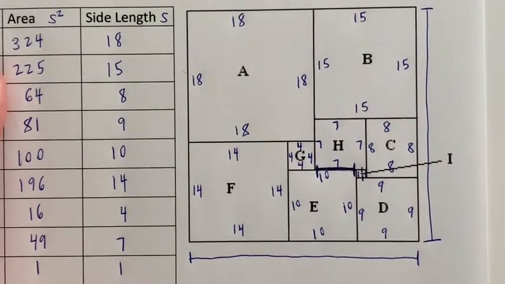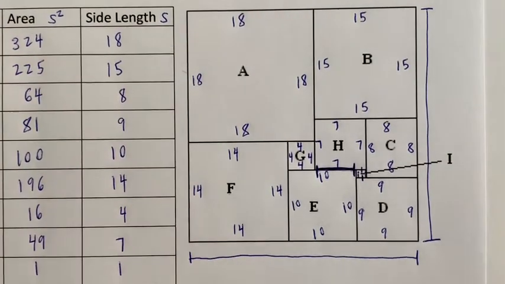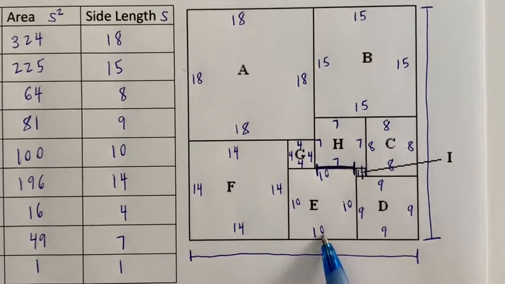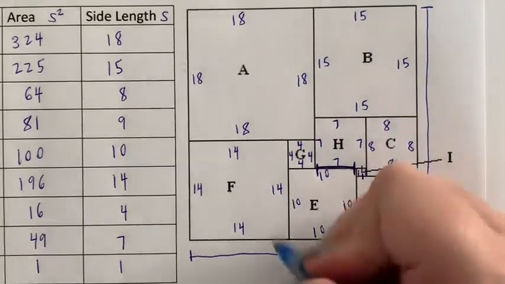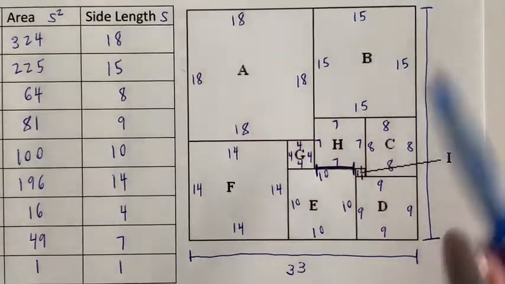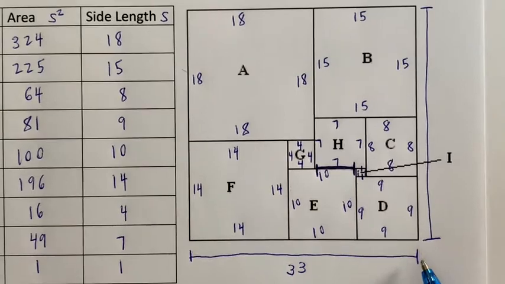Because they must be the same if it is a square. So across the bottom, when I add 14 plus 10 plus 9, I get a sum of 33. So the overall big square has a bottom side length of 33.